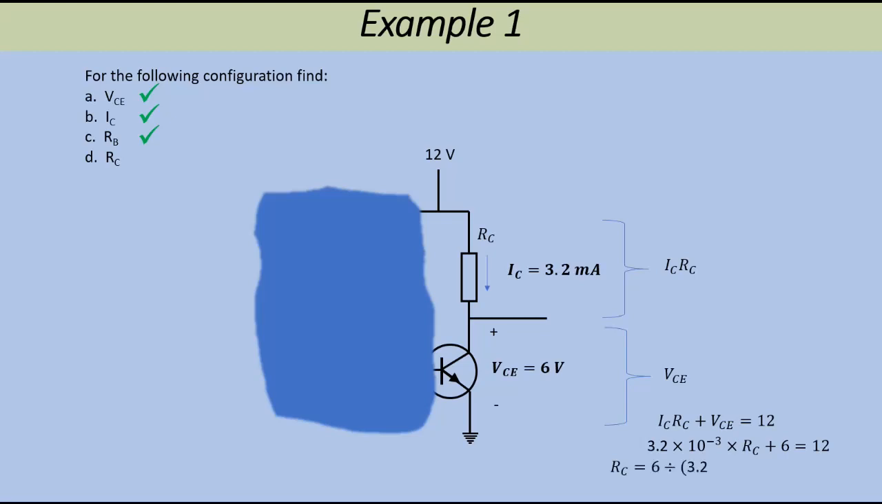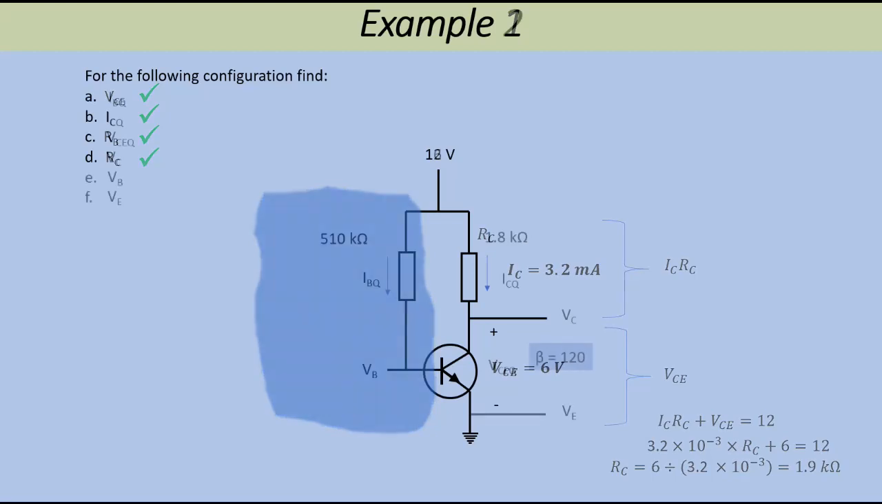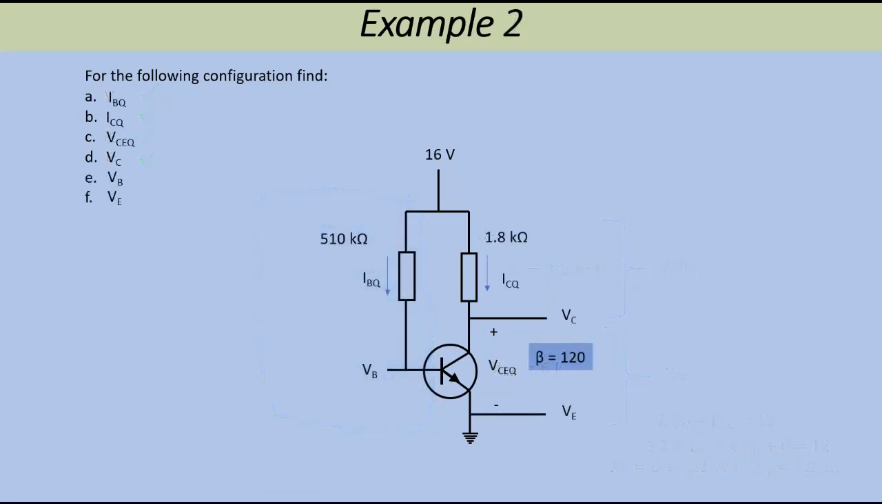And taking the 6 over and dividing both sides by 3.2 times 10 to the minus 3, we end up with 1.9 k. So there are our values for our resistors, and we can move on to the next example.